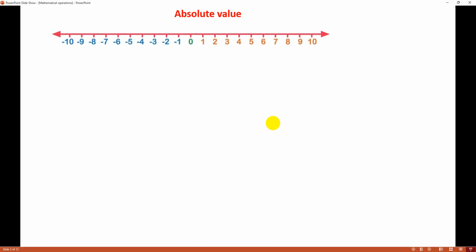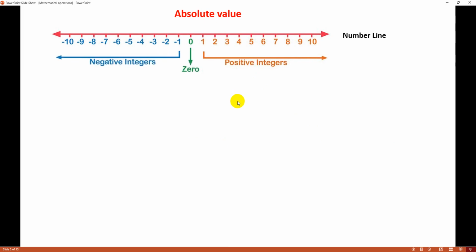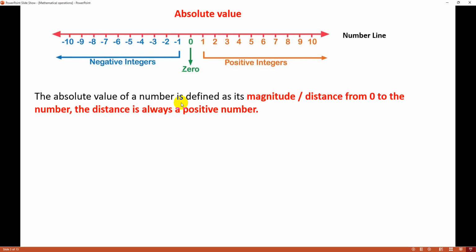For that, we need to remember the use of the number line. So the number line contains positive integers such as 1, 2, 3, 4, and so forth. It also contains the zero number and the negative integers, right? Negative 1, negative 2, negative 3, and so forth. Now, the absolute value of a number is defined as its magnitude or distance from 0 to the number. Remember that the distance is always a positive number.